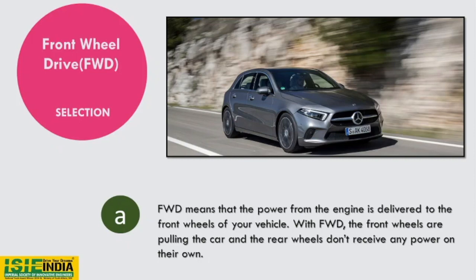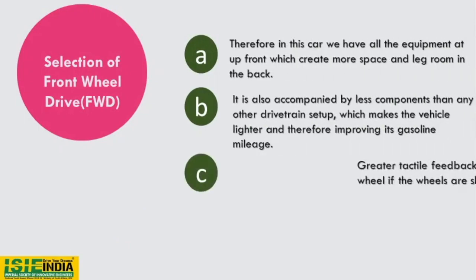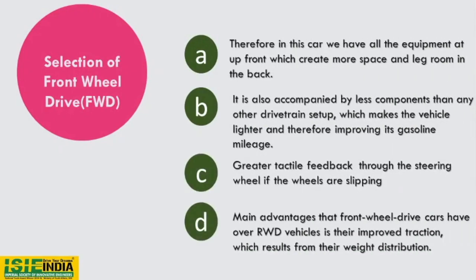If we look at its driveline, it's a front wheel drive vehicle, and as we have studied earlier, we have the engine and the transmission located directly above the front wheels, which provide better traction when climbing hills or driving on slippery roads. Therefore, in this car we have all the equipment at the front, which creates more space and legroom in the back, making it quite spacious and comfortable at the same time.